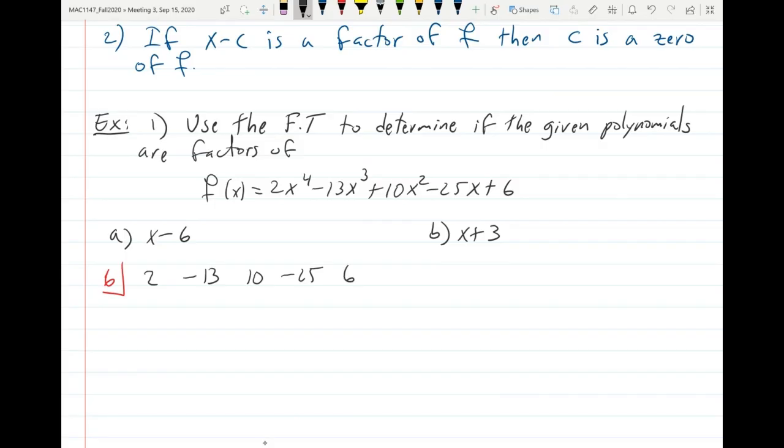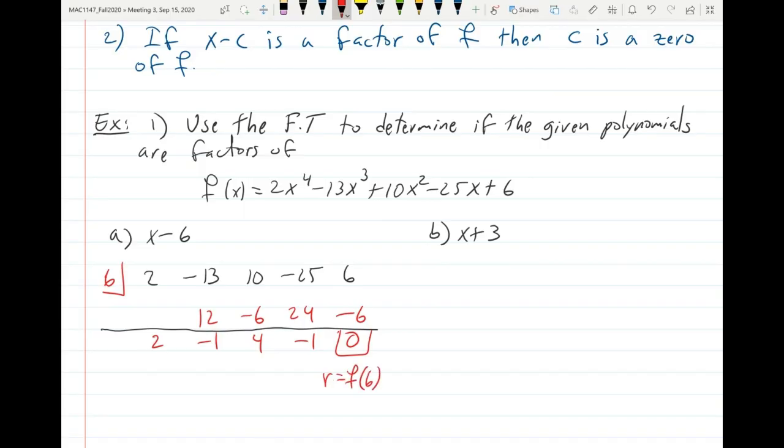Remember, we're expecting 5 numbers. That's what we got. Let's do the process. So we bring the 2 down. We get 12, negative 1. That's negative 6. That's 4. That's 24. Negative 1, negative 6, 0. Okay. So we got remainder 0. What does that mean? So that means that the remainder is, remember, f of 6. That's the remainder theorem. And what this is telling us is that this is equal to 0.